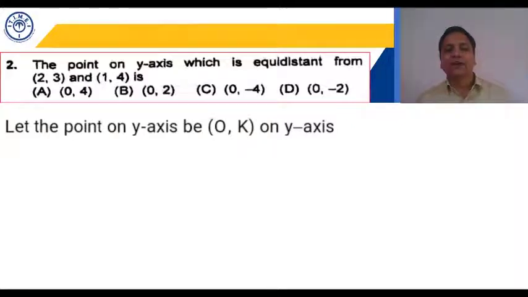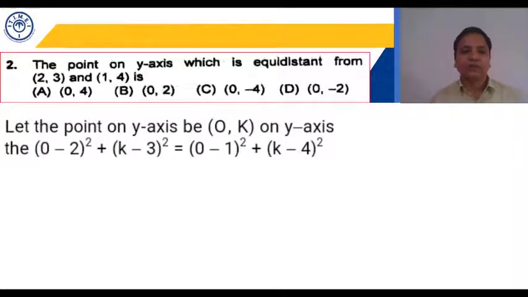We require the value of k so that we can match our answer. So if we apply the distance formula, under root of (x2 minus x1) whole square plus (y2 minus y1) whole square, one side it's 2, 3, other side it's 1, 4. If we apply the distance formula, equate the two values and square both sides, the square root goes out. It becomes (0 minus 2) whole square plus (k minus 3) whole square, which is equal to (0 minus 1) whole square plus (k minus 4) whole square.